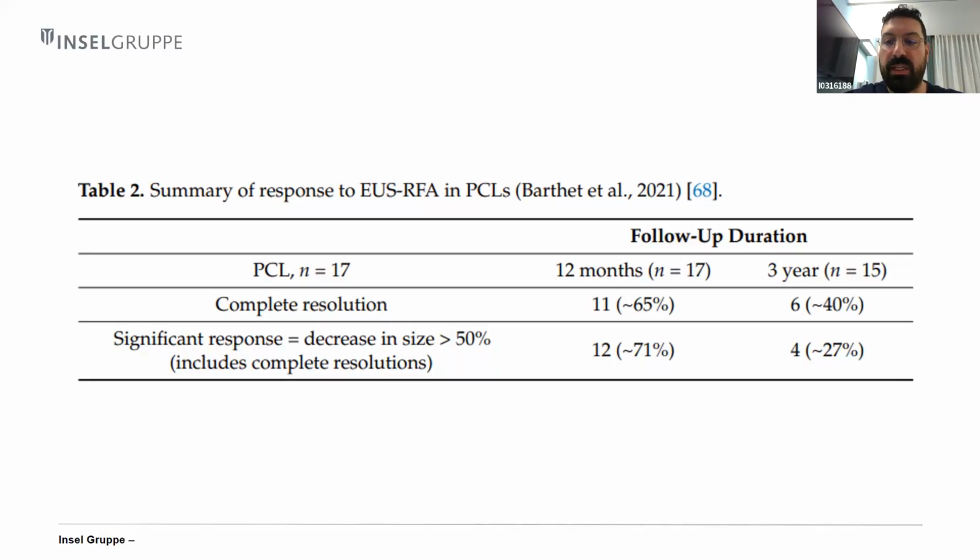Bachte and colleagues found that 6 had continued complete resolution, and 4 had a decrease in diameter of more than 50%, representing an overall significant response of 67%. 3 patients had a recurrence of small cysts ranging from 4 to 7 millimeters. This study suggests that overall long-term outcomes of EUS RFA for precancerous cysts are promising.